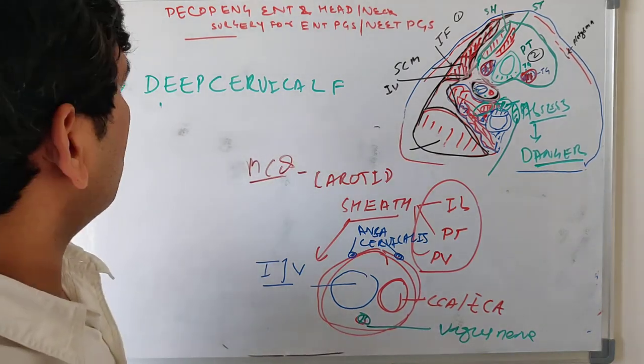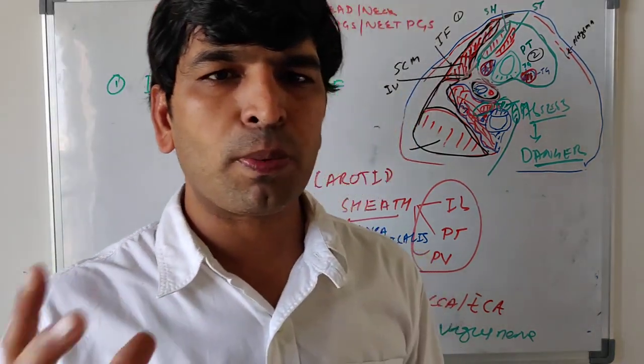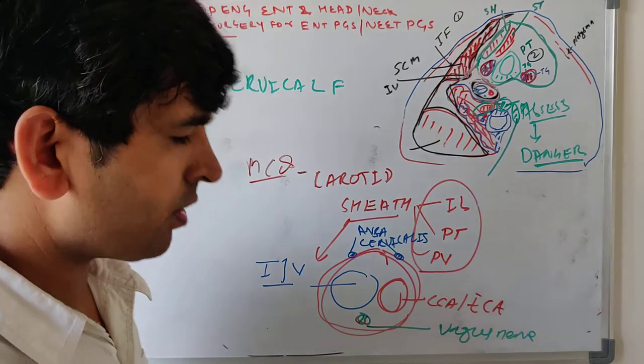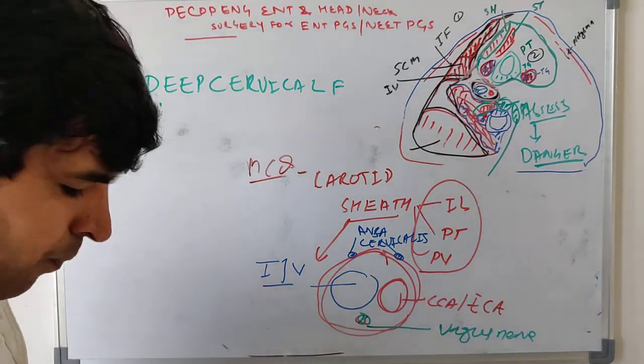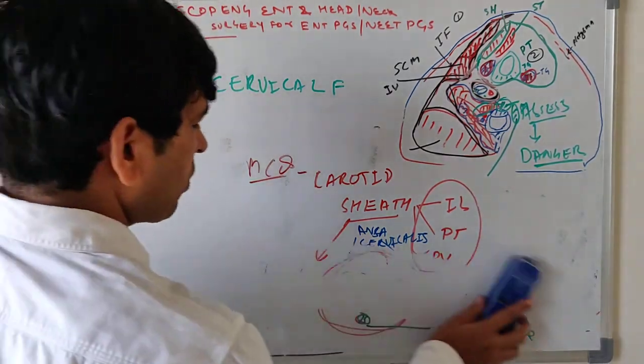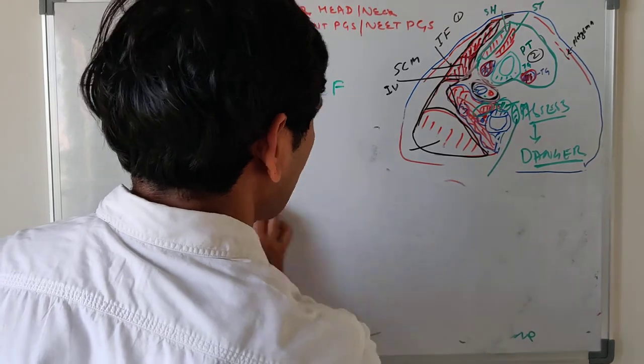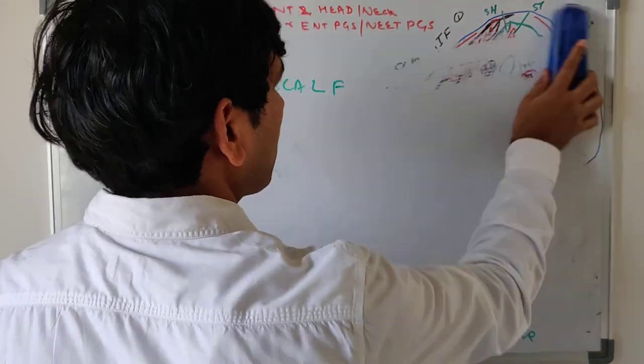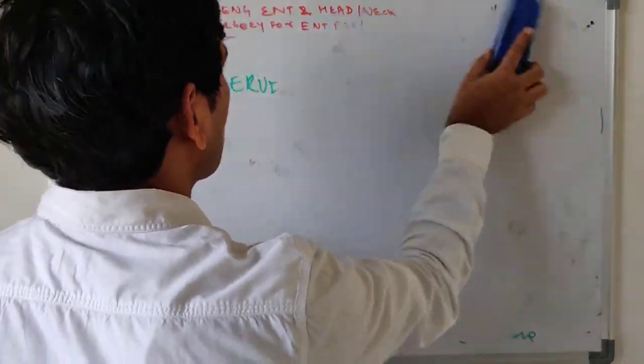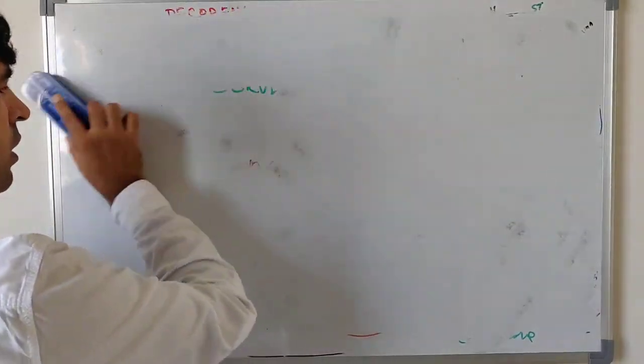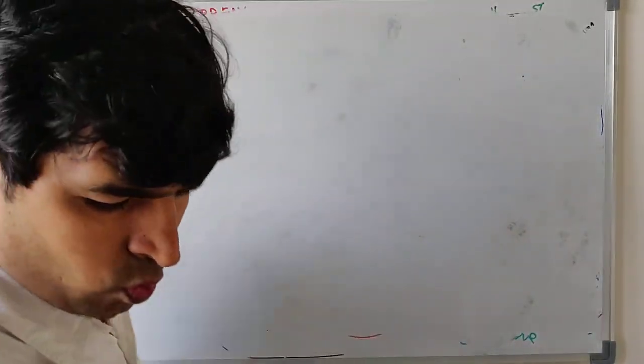This is all about the covering, that is skin, superficial fascia, and deep cervical fascia. And next time we will talk about the individual muscles of the neck, head and neck, and all the skull bones individually. Thank you so much.